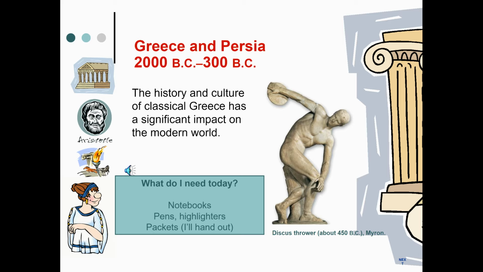Welcome, world history students. This unit, we are going to explore Greece and Persia. Greece has a really heavy influence on Western civilization, and so a lot of the things we talk about, you will view as familiar. You're also pretty familiar with some of the mythical beginnings of ancient Greece. Persia is probably a little less familiar to you, and that is why we're going to place additional emphasis on Persia in this unit. So the history and culture of classical Greece has had a significant impact on the modern world, and in particular, your world.